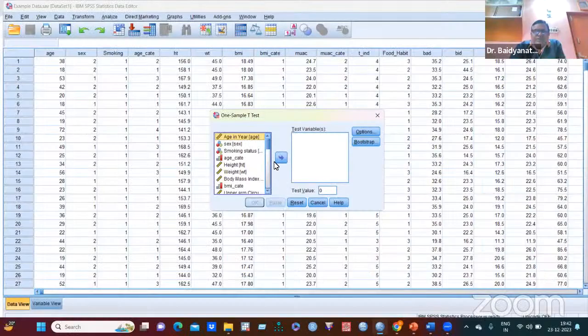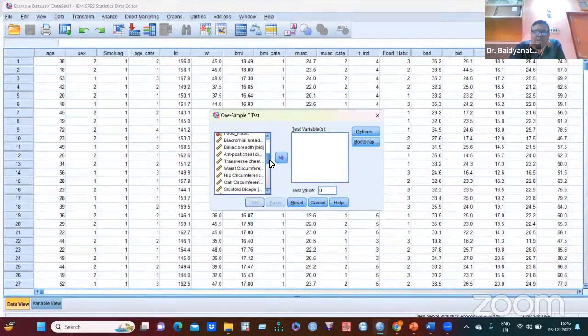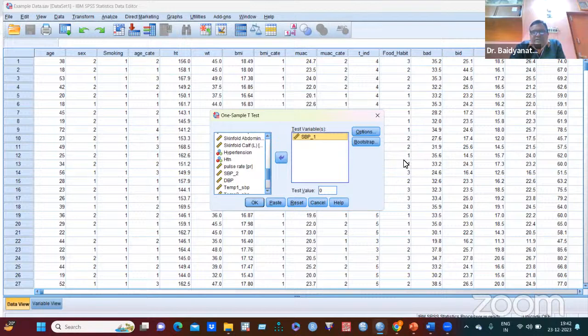In this box, he has so many continuous variables. Suppose here is SBP1, that is systolic blood pressure. I assume that this follows the normal distribution. So this is my observed variable, and here are 745 individuals. From here we get the mean and standard deviation also.